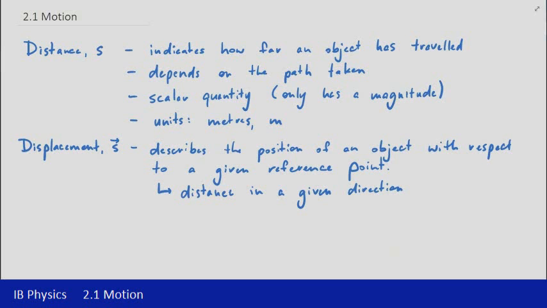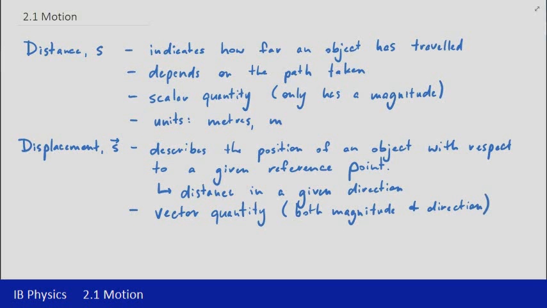So there's a couple of different ways to think about displacement. As I mentioned, displacement is a vector quantity, and hopefully you can recall that a vector has both magnitude and direction. So the difference between scalars and vectors is the fact that a vector has a magnitude and a direction associated with it.